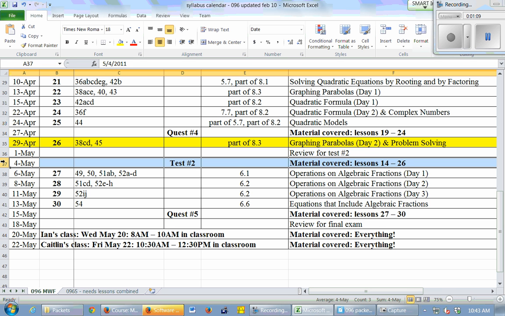Only 2 tests, yep. Then we have a little bit more material, 1 more quest, and then the final exam. Yes, on Monday. It's on all the material that was on quests 3 and 4 and today.